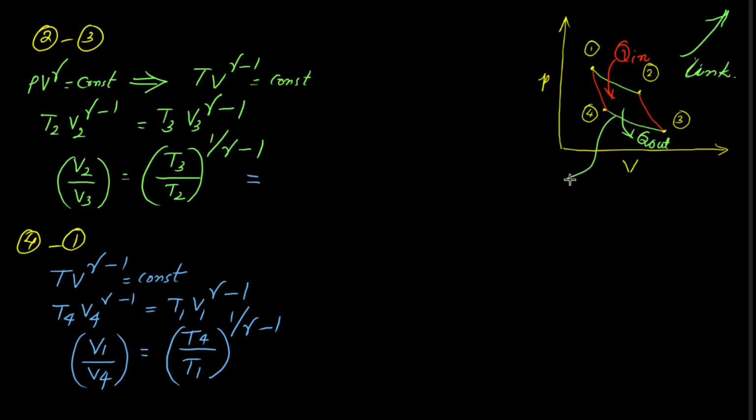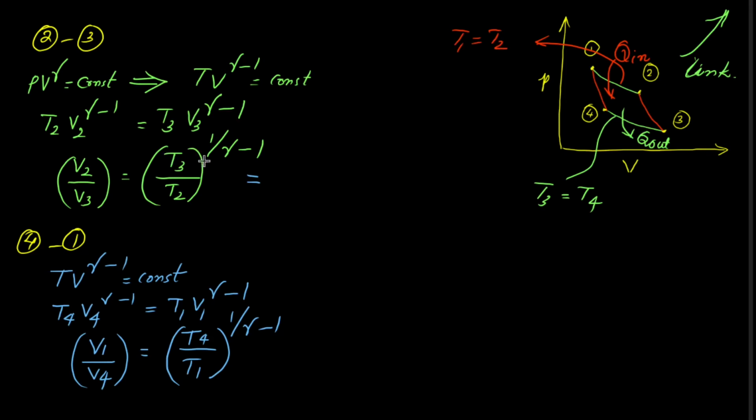So, we can see that T3 equal to T4, and process 1 to 2, that is also isothermal. From that we can get T1 is equal to T2.